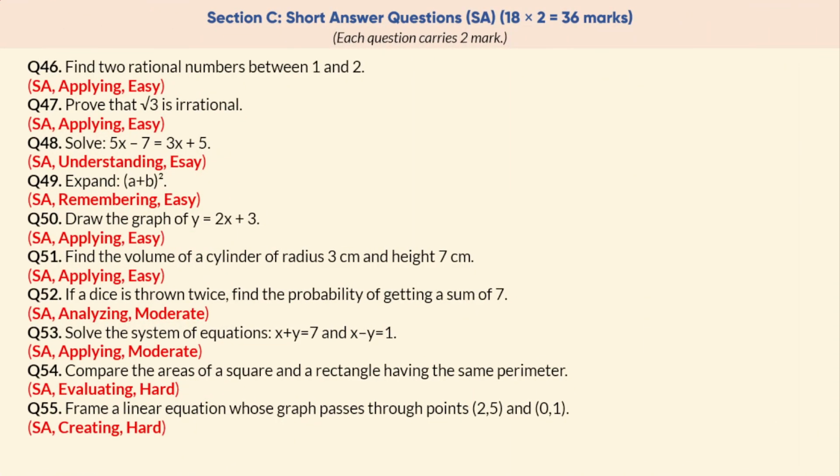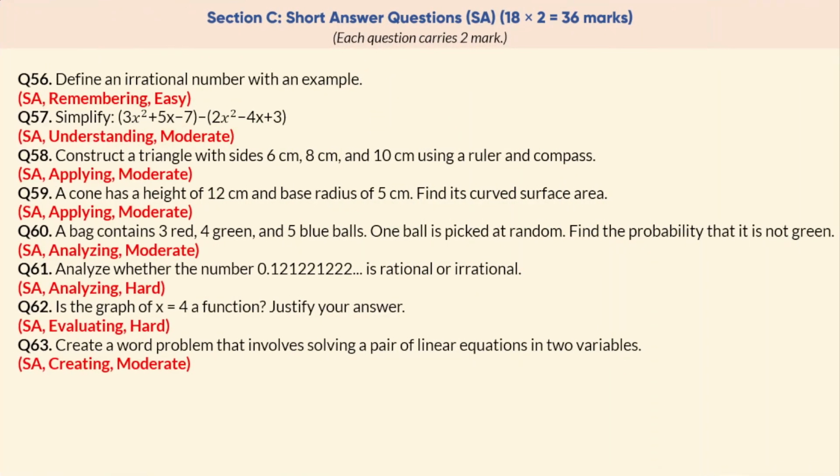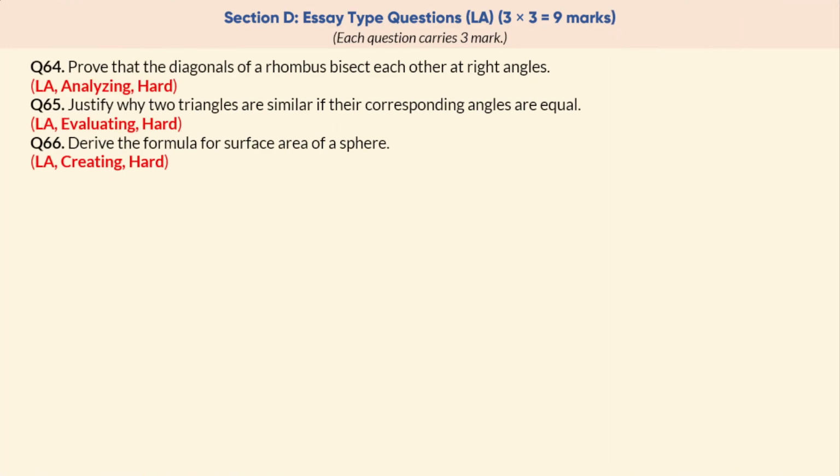Now here is section C, that is short answer type questions. Here I have given total 18 questions and each question carries 2 marks. And these are the next questions from section C. And finally section D is essay type questions. Here I have given total 3 essay type questions. Each question carries 3 marks.